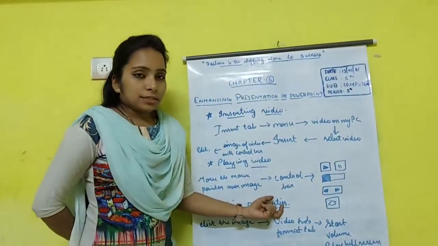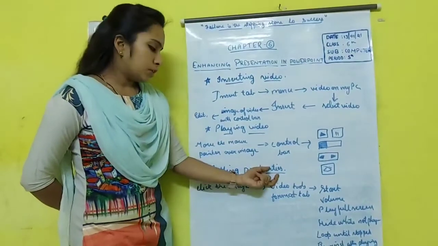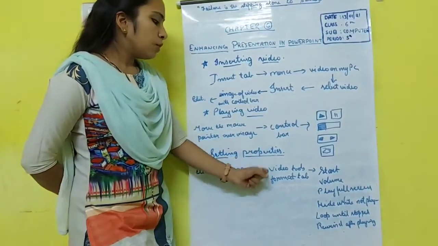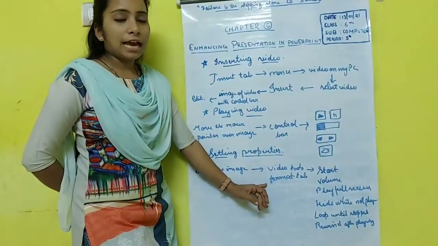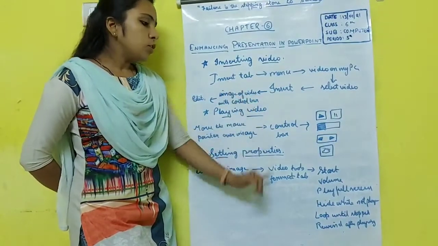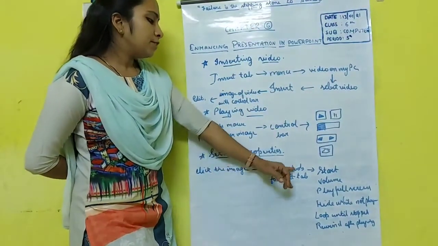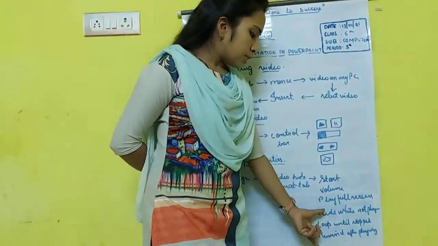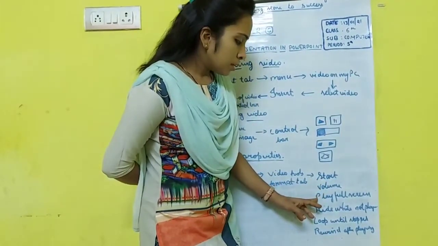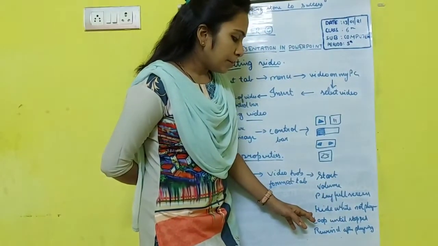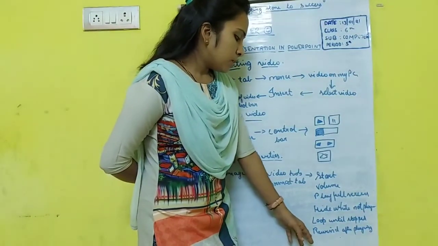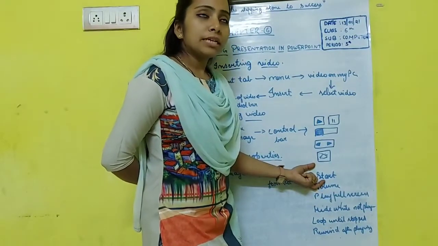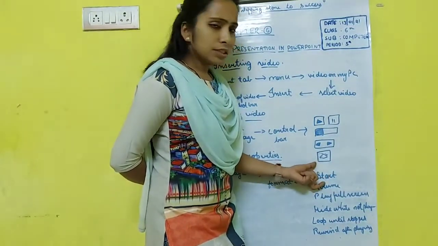Then setting properties for the video. For that you will click on the image. After clicking on the image, you will find the video tools format tab. There you were finding the audio tools format tab; here you will find the video tools format tab. When you click on this, you will find these options: start, volume, play full screen, hide while not playing, loop until stopped, rewind after playing. Means whether it should be started automatically or by you manually, that is being adjusted.